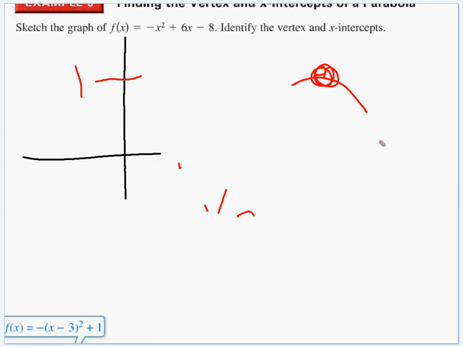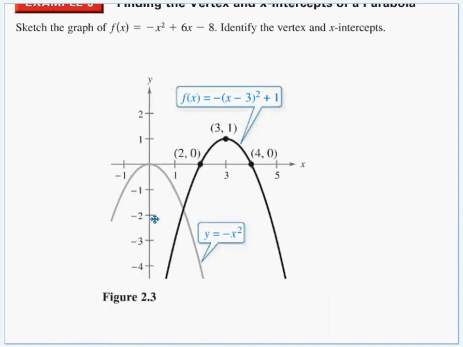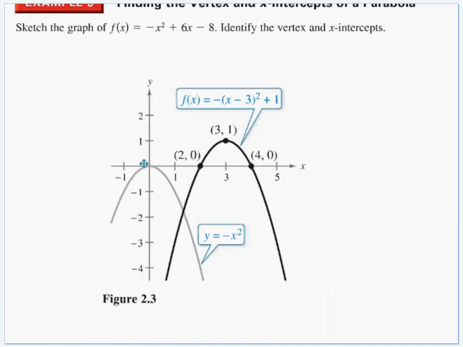And now I'll pull up the book graph. I'm sure it's better than mine. There we go. Here they drew in the original negative x squared graph, and then it's going to be negative x, that same graph, but now it's shifted to the right 3 and up 1. So the original origin went over 3, up 1. And these points also did the same thing.